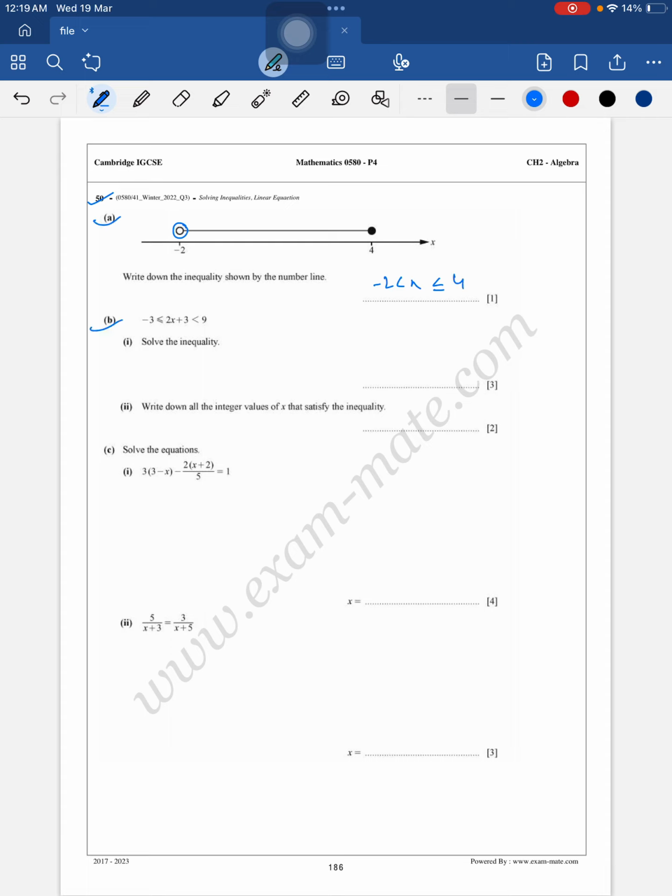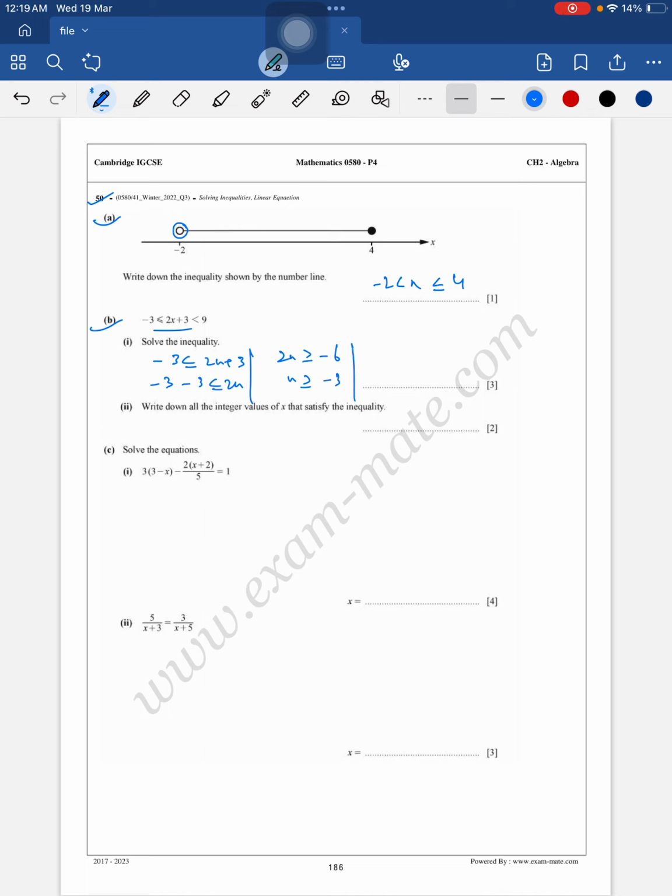Part B, we have to solve the inequality. Two parts are there. So minus 3 less than or equal to 2x plus 3. So minus 3, plus 3 goes over there, minus 3 less than or equal to 2x. So that will be 2x is greater than or equal to minus 6. x is greater than or equal to minus 6 upon 2, which is minus 3.